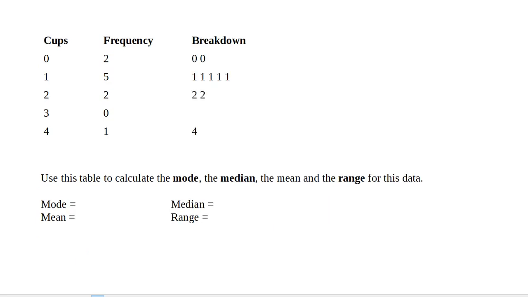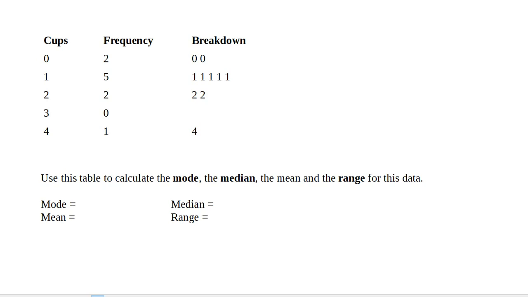So the first thing I've done here is I have created a column saying breakdown. If I have 0 cups and frequency 2, that means there are 2 people who had 0 cups of coffee, and I've written 0, 0. 5 people had 1 cup, so I've got 1, 1, 1, 1, 1. So I can see what this table means. 2 cups of 2, 2 and 2. Now, there are no cups of 3, so I've written 3 0 times, which means it doesn't occur. And there's 1 cup of 4, so there's a 4 there.